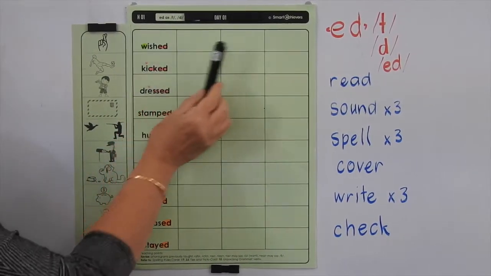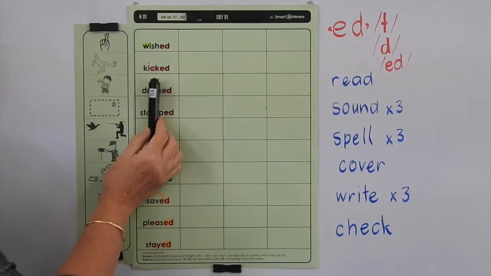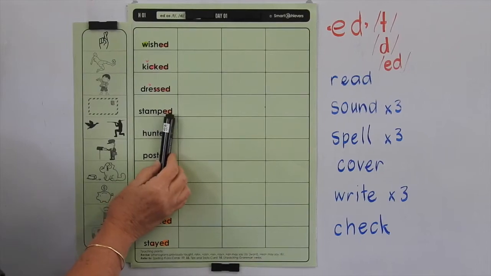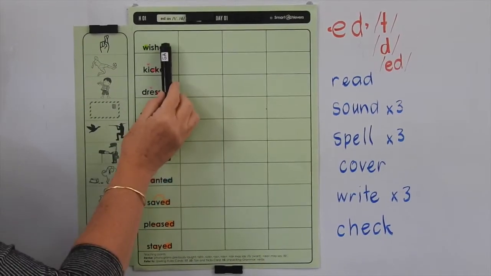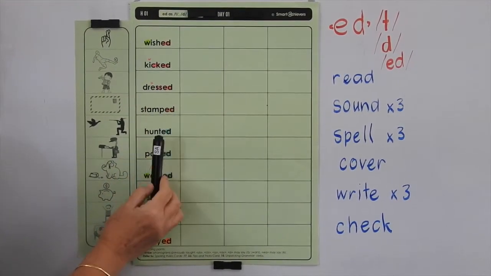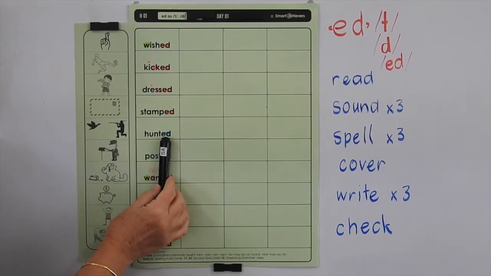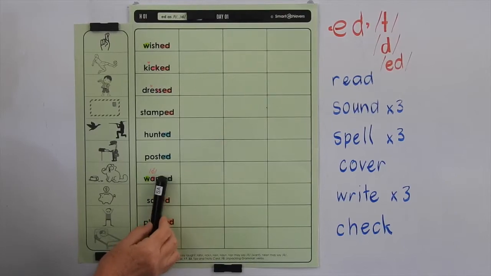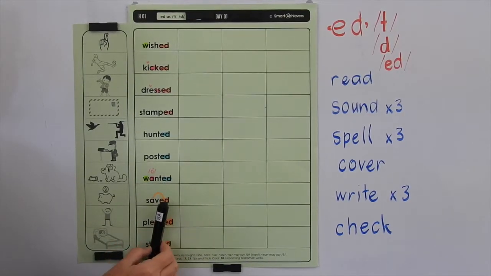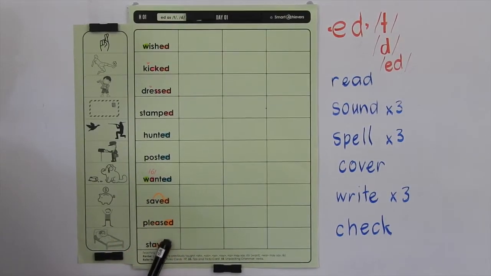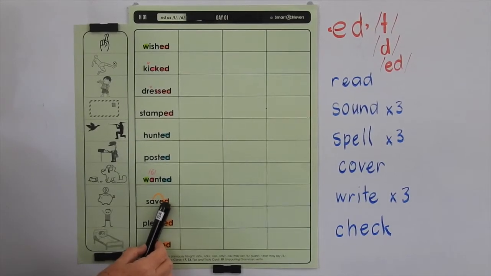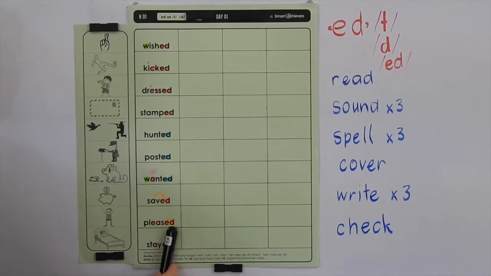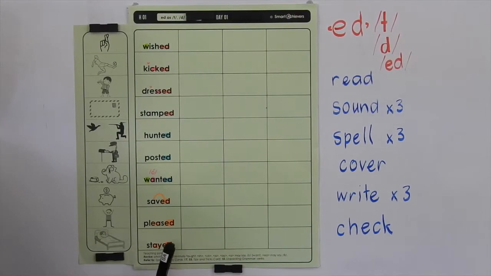Wished, we've got the T sound. Kicked, we've got the T sound. Dressed, got the T sound. Stamped, got the T sound, but we can see we always write ED. Then we've got hunted, ud, so we've got the ED sound. Posted, ud. Wanted, ud. Then on these ones, we've just got the ED making its D sound, just plain old D. Saved, pleased, stayed.